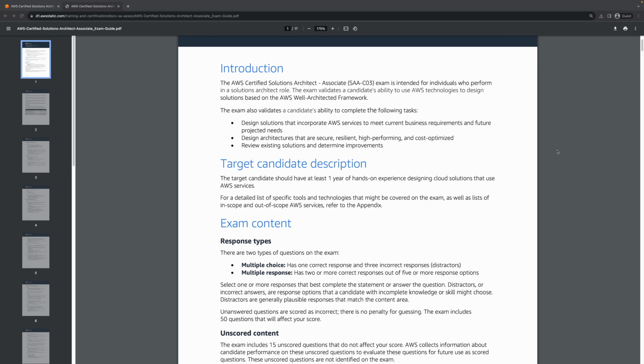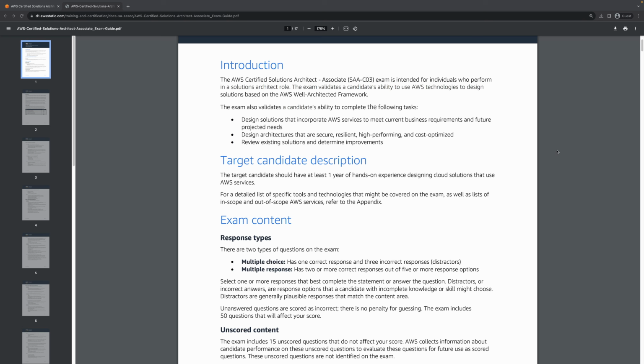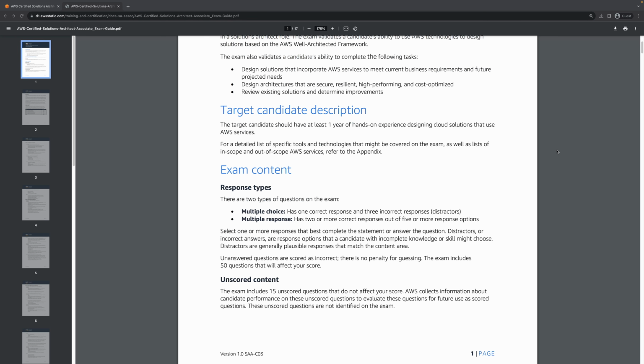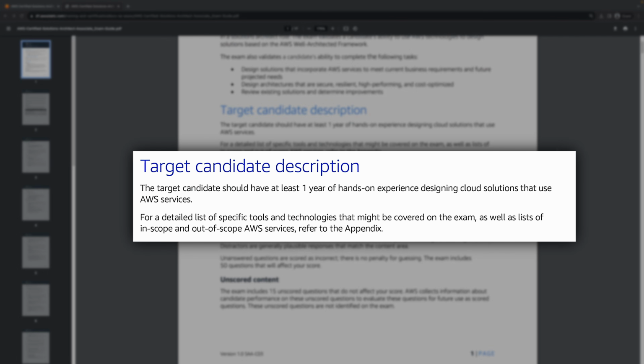So it goes on to say here that the AWS Certified Solution Architect exam is intended for individuals who perform in a solutions architect type of role. Then in the part below here on the target candidate description, it goes on to say that the target candidate should have at least 1 year of hands-on experience designing cloud solutions that use AWS services. Now, these are simple statements here, but I'm going to go off on a bit of a tangent because I think a lot of folks looking to attempt these AWS exams actually overlook a lot of this stuff.